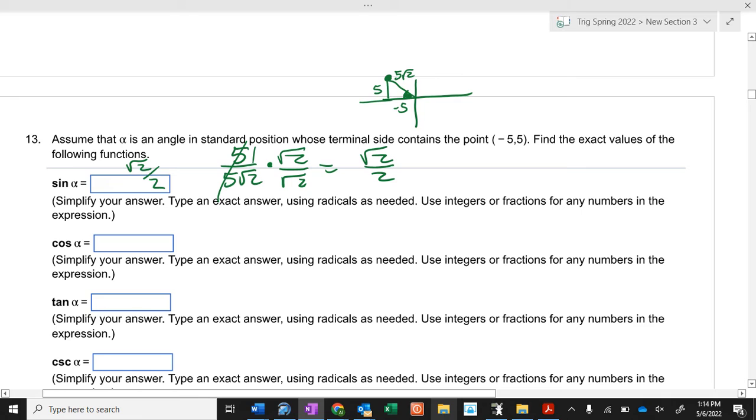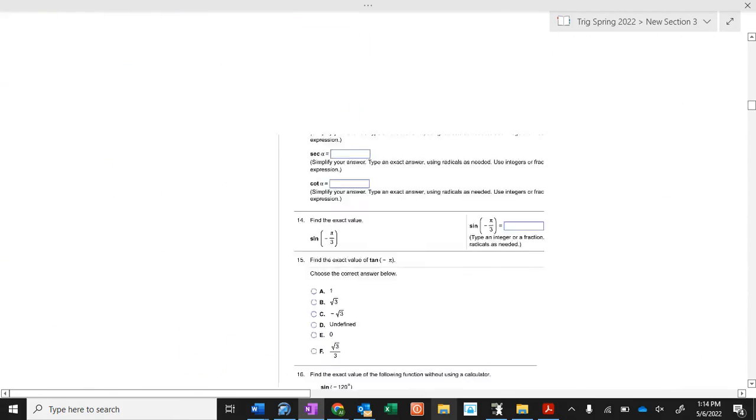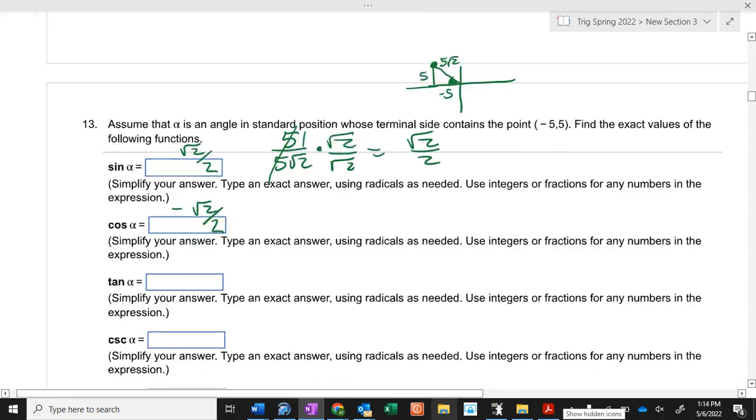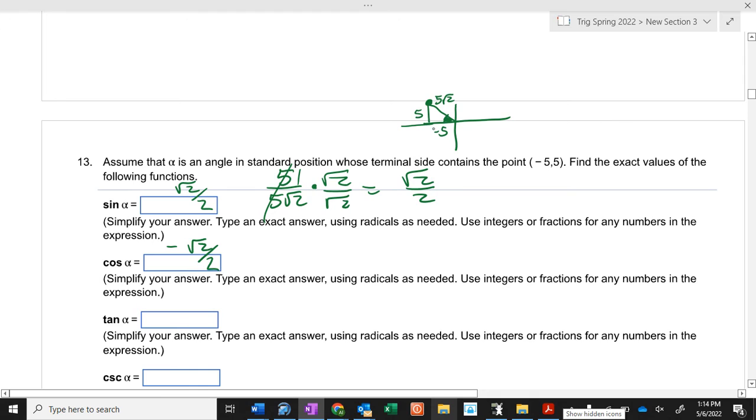What's the cosine? Not quite. Not so fast, my friend. It's negative square root of 2 over 2. Okay? Because we're in the second quadrant. And because we're in the second quadrant, this is negative, so you go -5 over 5 square root of 2, which is negative square root of 2 over 2. Tangent is -1 because it's 5 divided by -5.